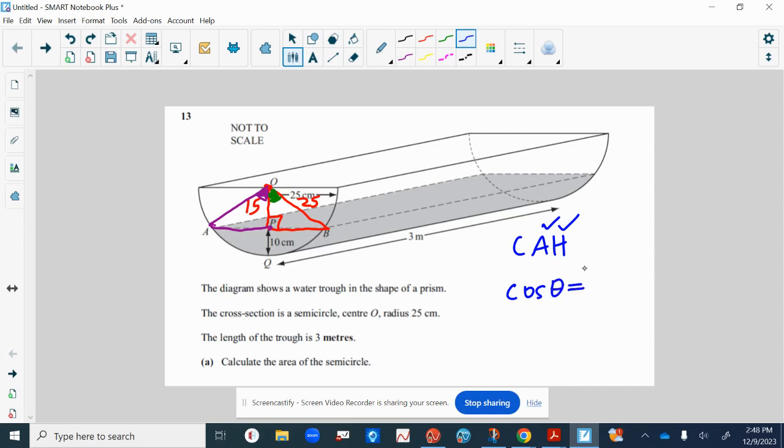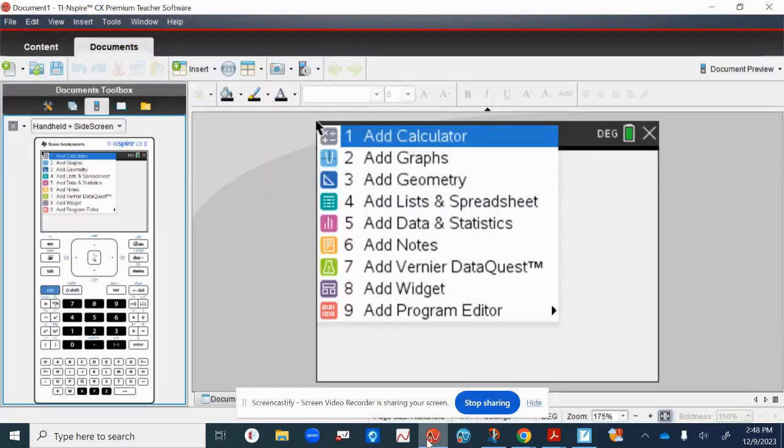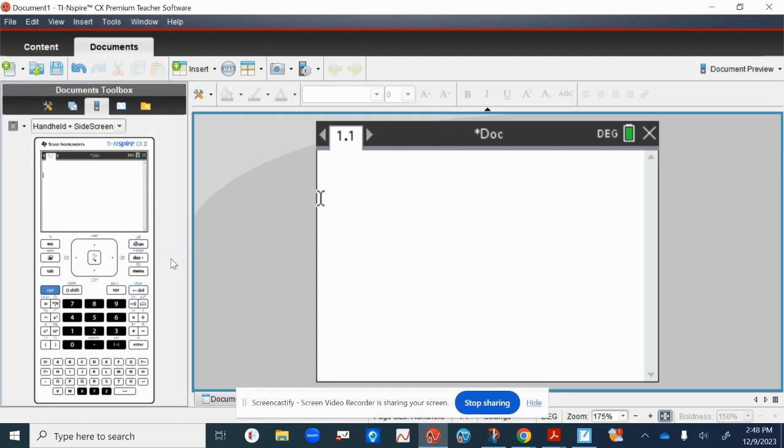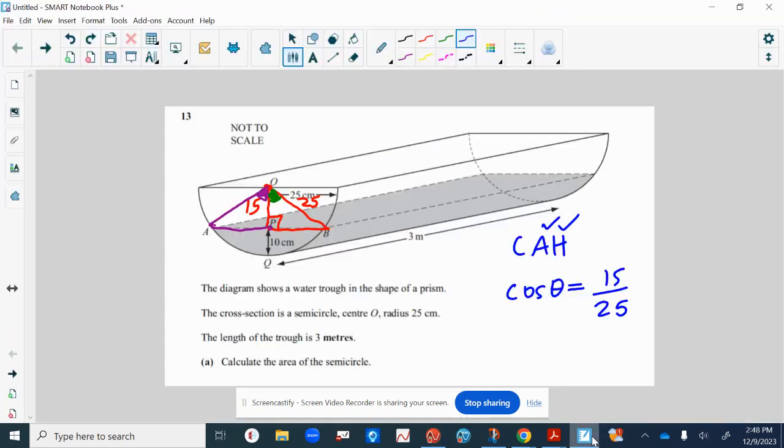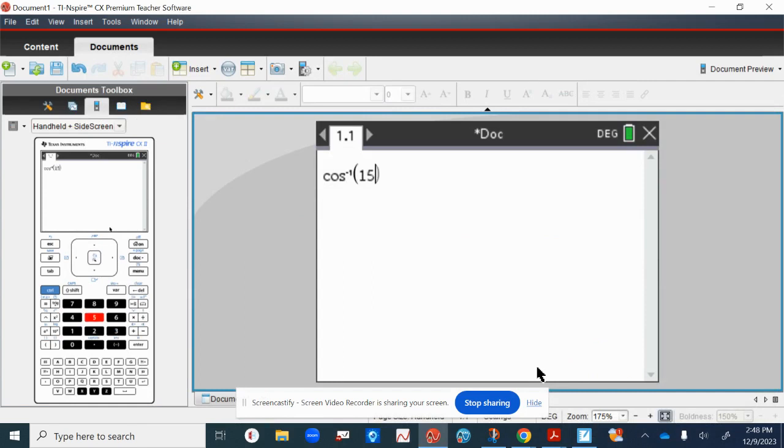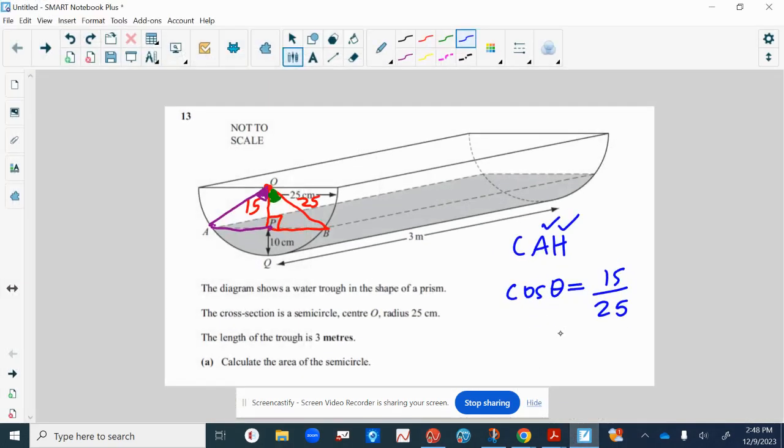Let's call it theta equals the adjacent, which was 15 over 25. So let's do that in our calculator. So inverse cos of 15 over 25. And we're in degrees, so 53.13. So theta is 53.13 degrees.